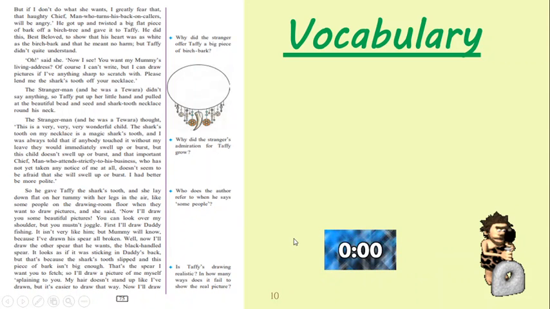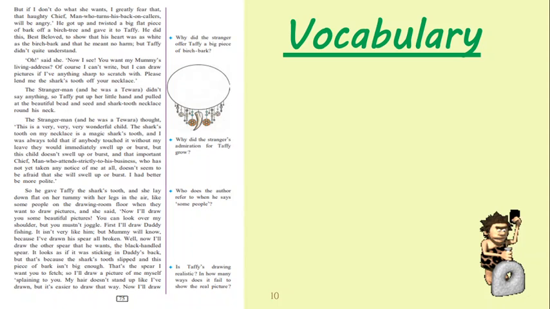Okay, stop reading. So students, this part is a continuation of the previous part. The stranger now thinks that if he doesn't do what Taffy says, the chief will get angry. And how did the stranger describe the chief? Yes, right. The stranger described the chief as a man who turns his back on callers. Haughty means, students, not very respectful.